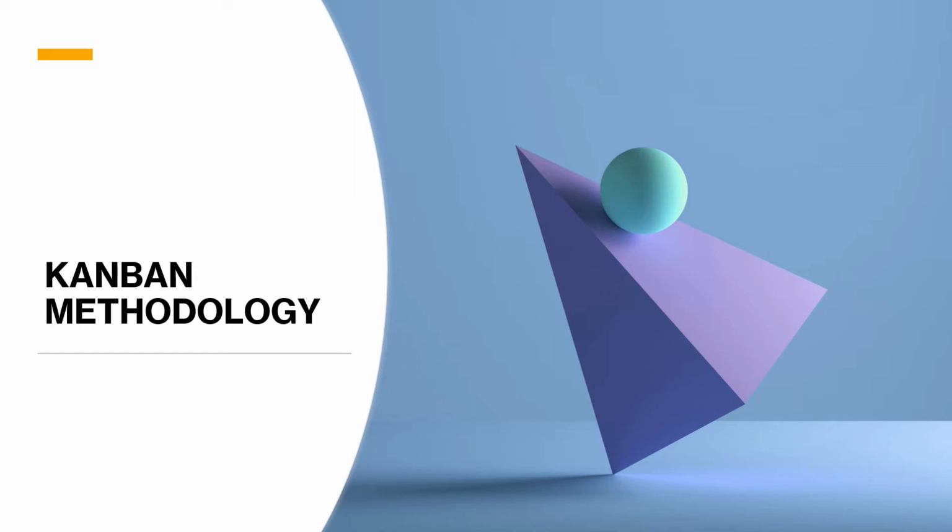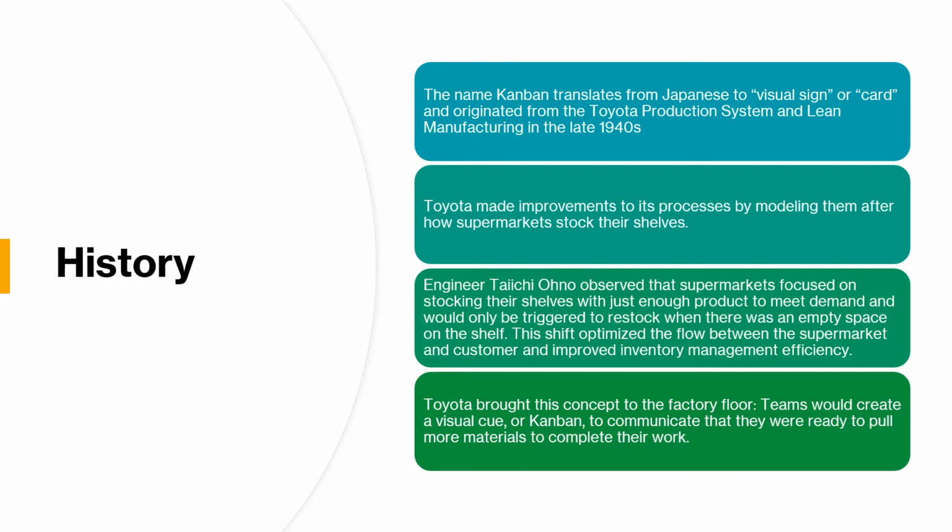Today I'm going to guide you on Kanban methodology. It's another methodology that is being used in many manufacturing firms as well as in agile environments. So let's go through it. The word Kanban, translated from Japanese, stands for visual sign or card, and originated from the Toyota Production System and lean manufacturing in the late 1940s.